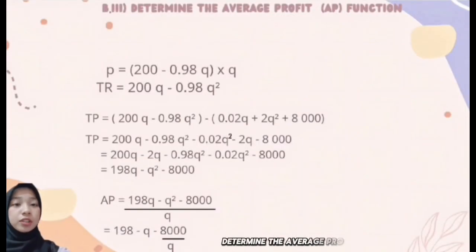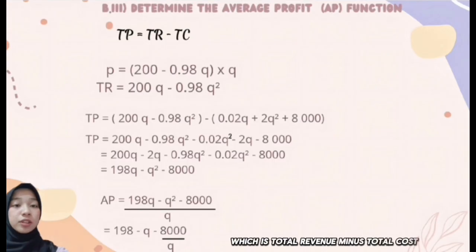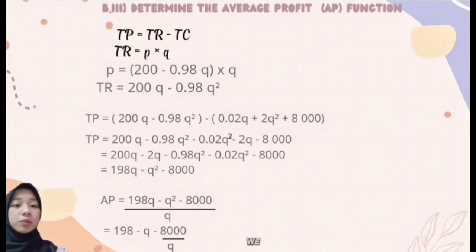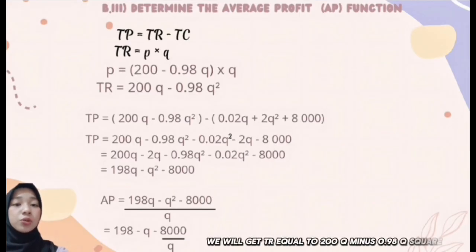Question B number 3. Determine the average profit or AP function. To determine the AP, we need to calculate the total profit or TP first. We will use the total profit formula, which is total revenue minus total cost. They already give the total cost in the question. What we need now is just total revenue, so price or P times Q or quantity. We take P equal to 200 minus 0.98Q from the information given in the question and multiply it with Q. We will get TR equal to 200Q minus 0.98Q square.